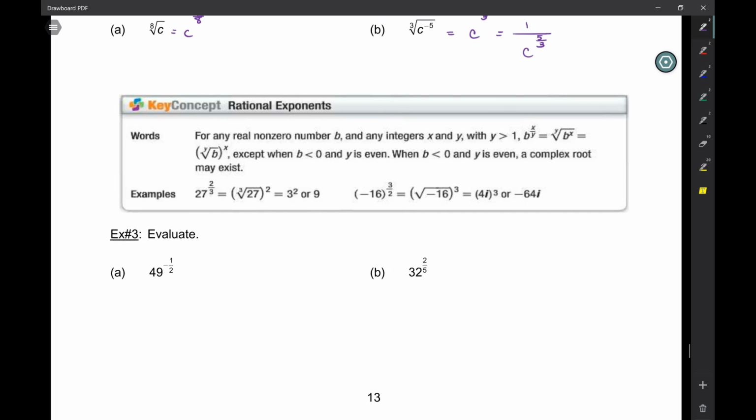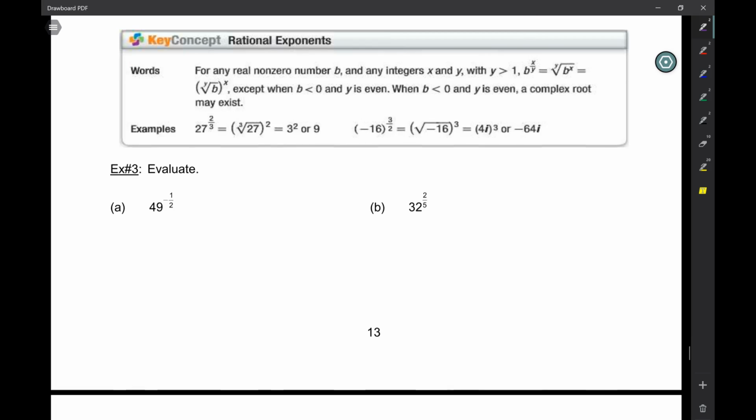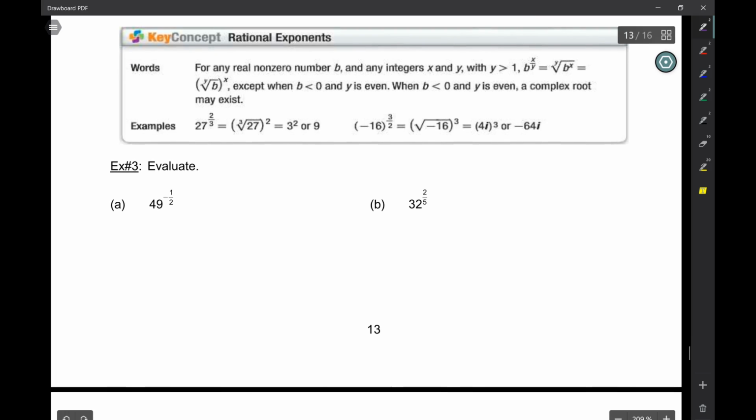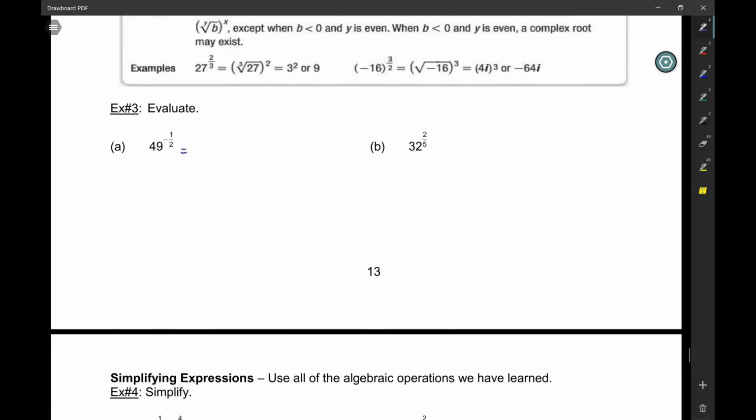Now, how do we evaluate these? Basically, this one, I have a negative exponent again, which is not cool. So I'm going to change that to a positive exponent. It has to be 1/49 to the power of what? Positive 1/2. And now that is 1 over the square root of 49. So that is 1/7.